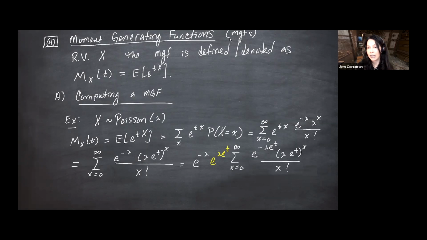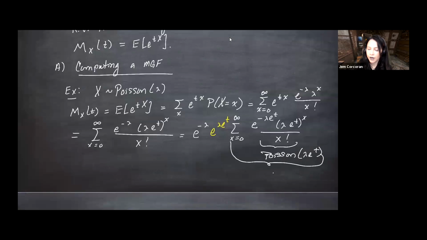Does that make sense? So for the sum, it's over x. So the t is like constant in the sum, so I'm treating it as a constant. Now this is the PDF for a Poisson with parameter lambda e to the t, and summed over all of these values, we get a 1.